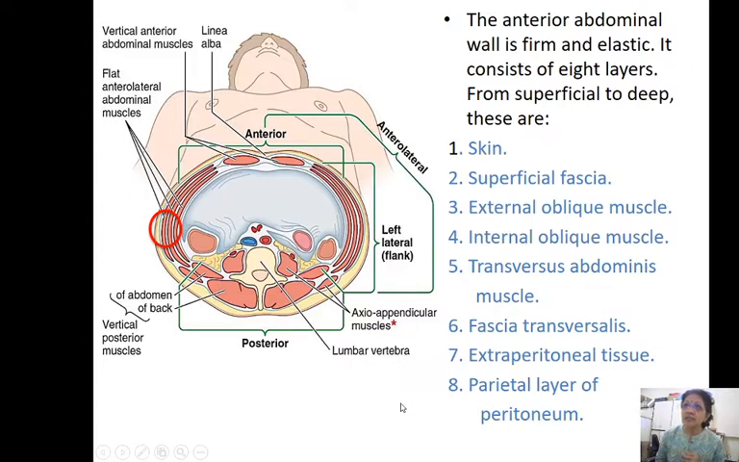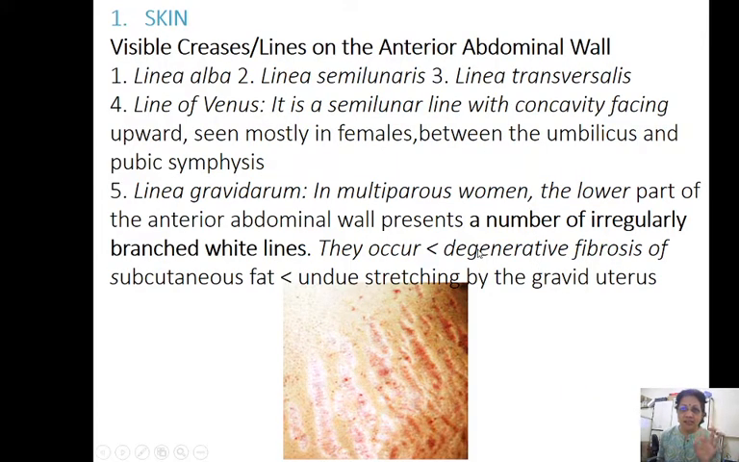To learn the layers later, I'll just leave you with the skin, the topmost layer. What we could see were visible crease lines, linea alba, linea semilunaris, linea transversalis. We already talked about those. Extra things which may or may not be seen: the line of Venus, not very important clinically, but it is a semilunar line with a concavity facing upward, seen mostly in females, in the hypogastric region or the pubic region. You may see another transverse line with a slight concavity upwards in the female anterior abdomen.